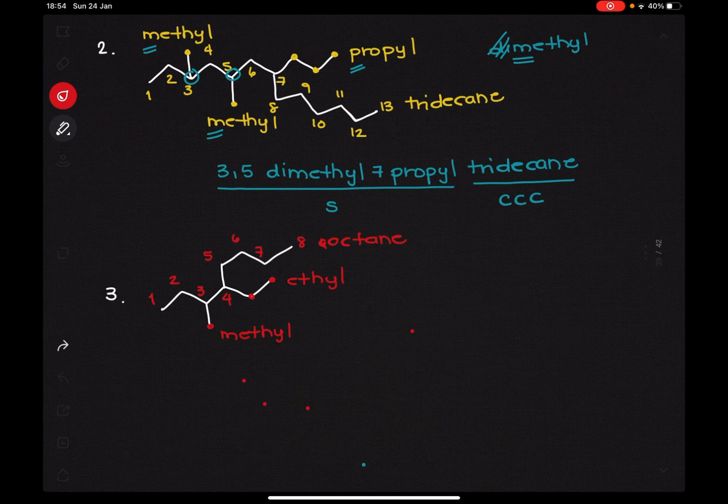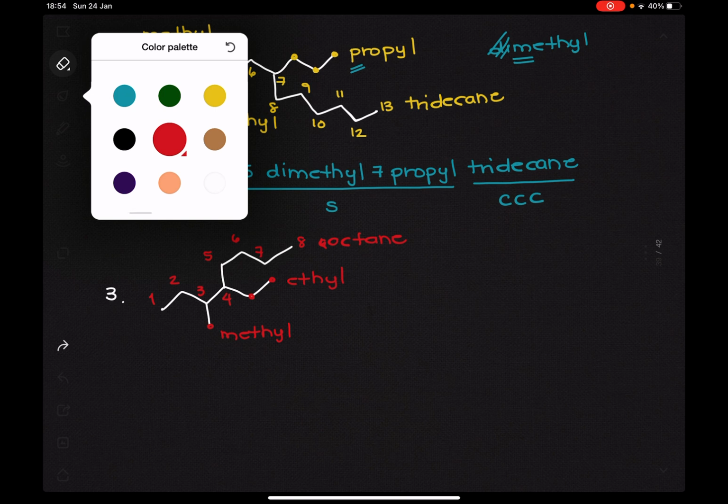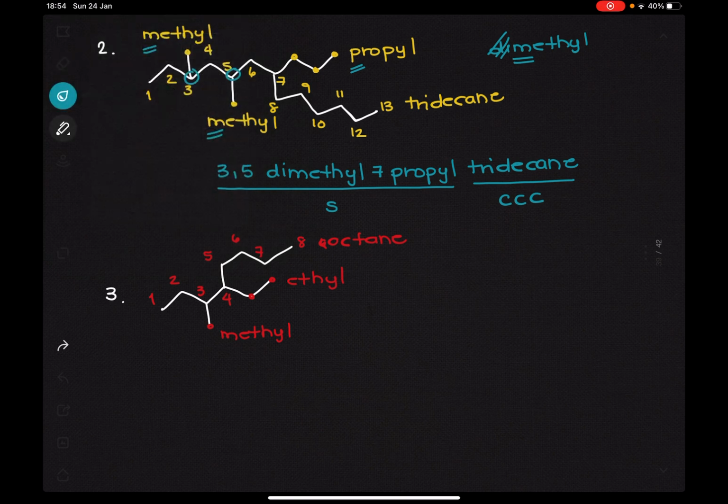Right? So now I can put my name together. First, the substituents in alphabetical order. I need to compare this E with this M. So it's going to be 4-ethyl. And then I have 3-methyl. And my last name is octane. So that's my continuous carbon chain. It's going to be octane. So this was an easy one.